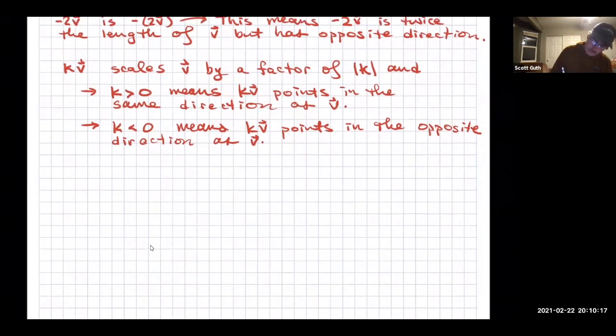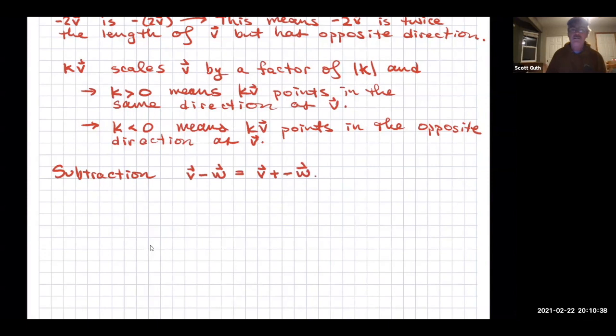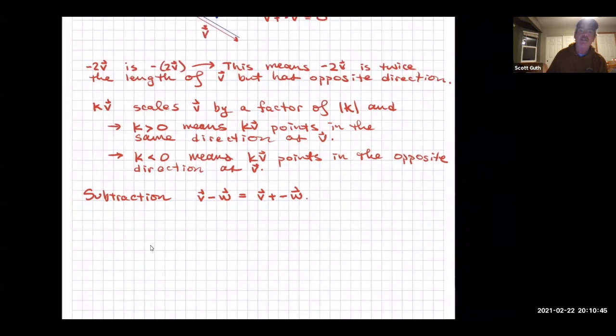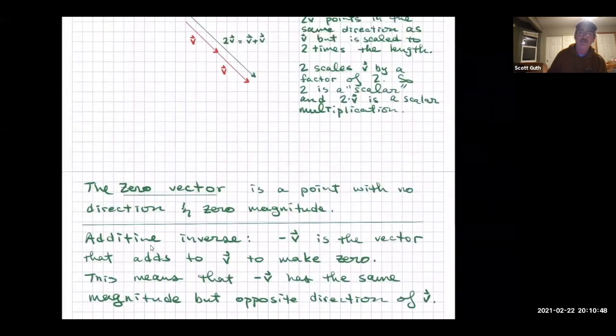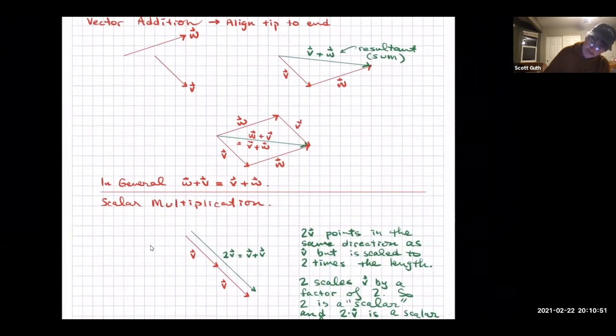Let's go ahead and do subtraction real quick. Okay, so V minus W is just V plus negative W. That should be enough to make it clear what the geometry there is. But I'm going to copy my V and W from way back here. Here we go. I'll come back to this real quick. Okay, so here's V, there's W.